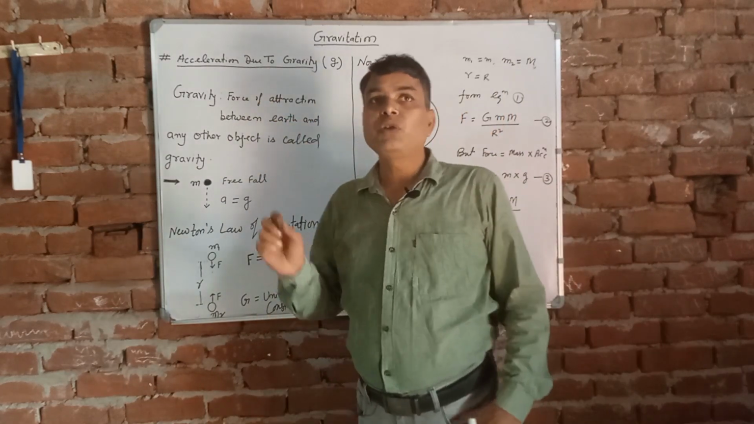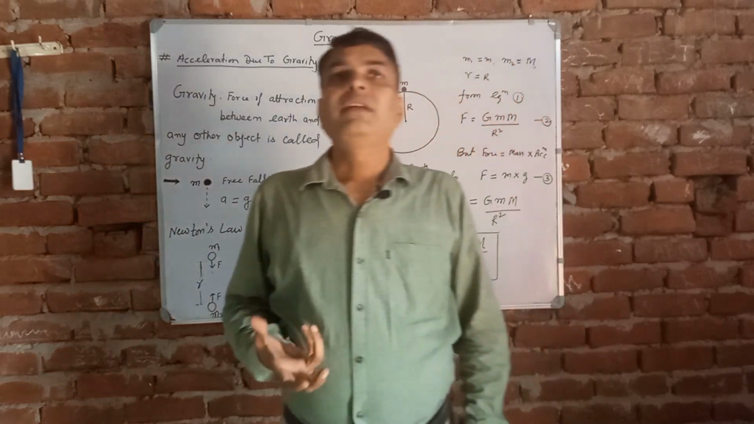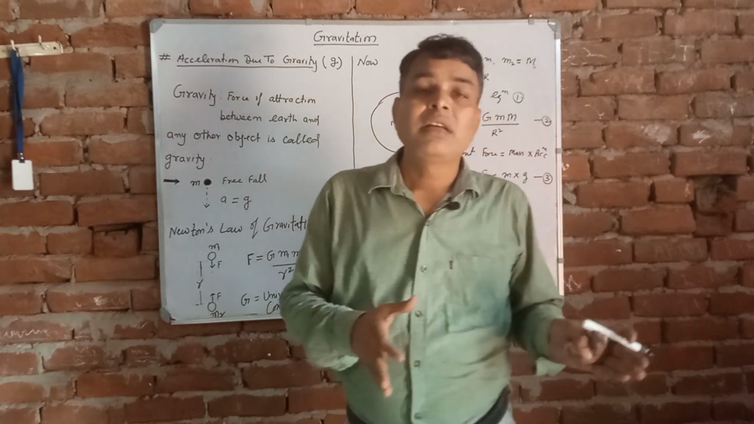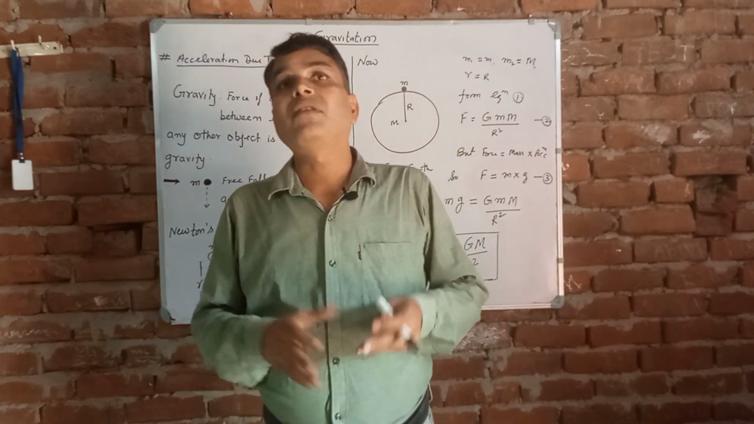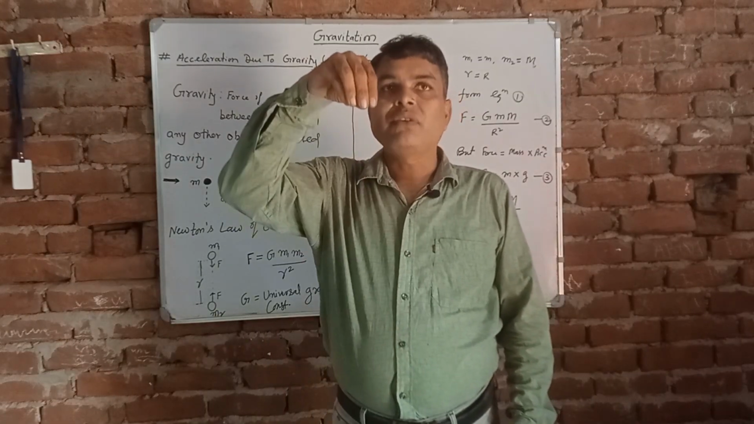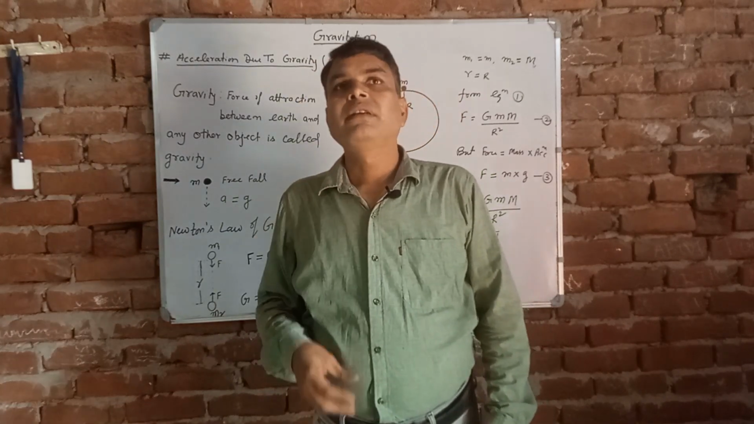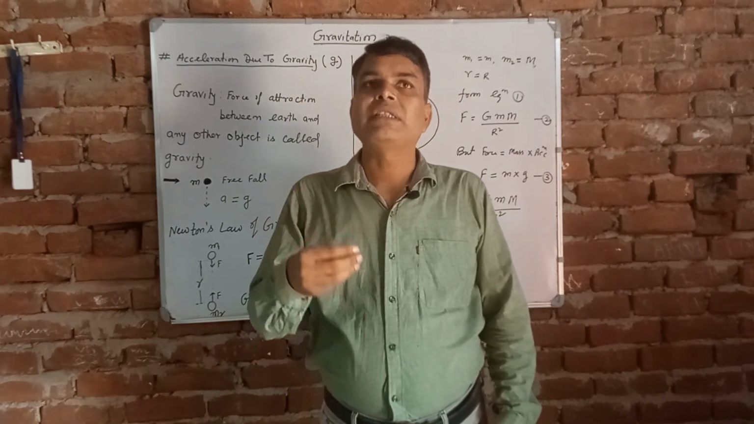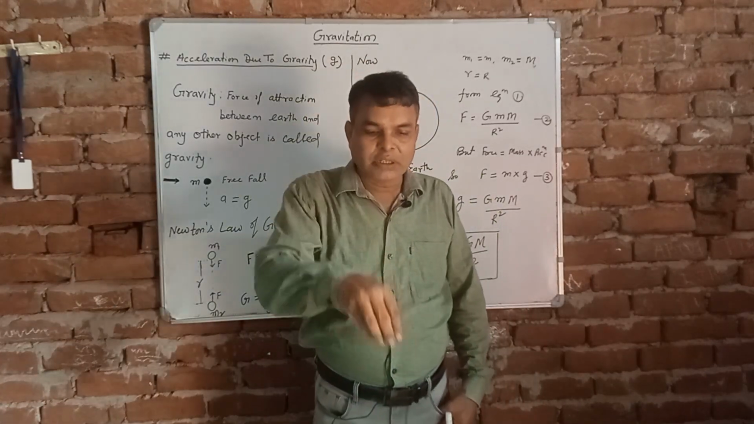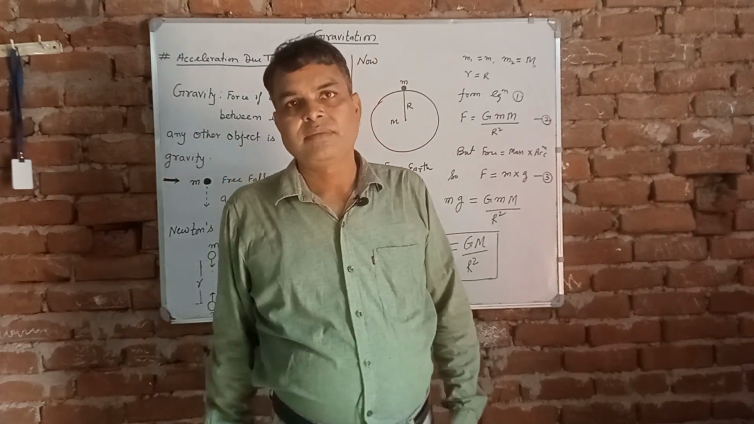Acceleration due to gravity is denoted by g. So what is gravity? The force of attraction between earth and any other body is called gravity. During the free fall of the object, the acceleration of the object is called acceleration due to gravity, because objects fall in the downward direction due to the force of gravity. Is it clear?